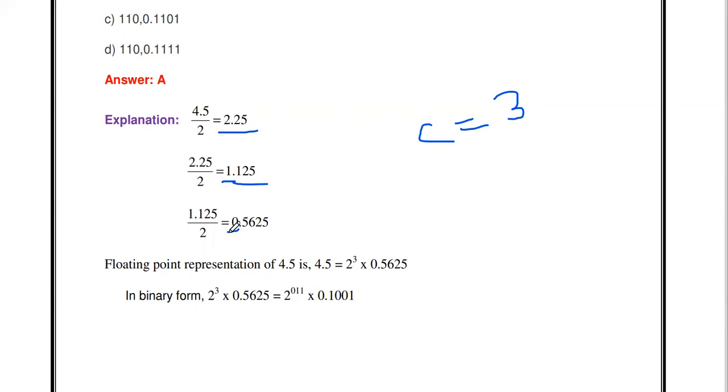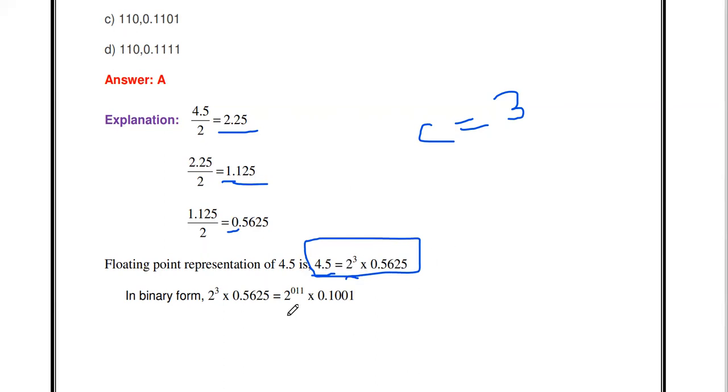Already you know the condition for the mantissa is that it should be greater than 0.5 and less than 1. Here the mantissa 0.5625 is greater than 0.5, less than 1. So that's why 4.5 is represented by 2 to the power 3 into 0.5625. This is the floating point representation of the number 4.5.